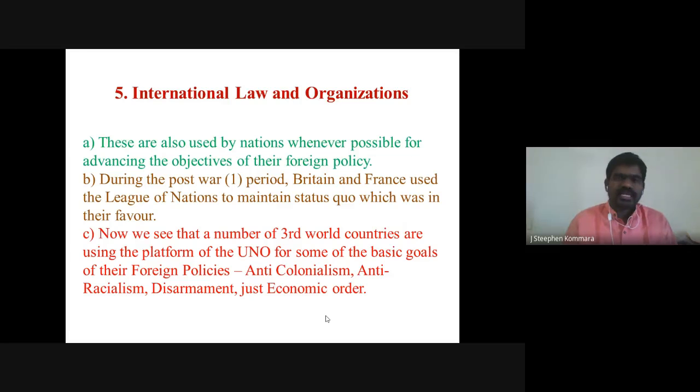Fifth one is international law and organizations. These are also used by nations whenever possible for advancing the objectives of their foreign policy. During the post-war period, after the First World War, Britain and France used the League of Nations to maintain the status quo, which was in their favor.